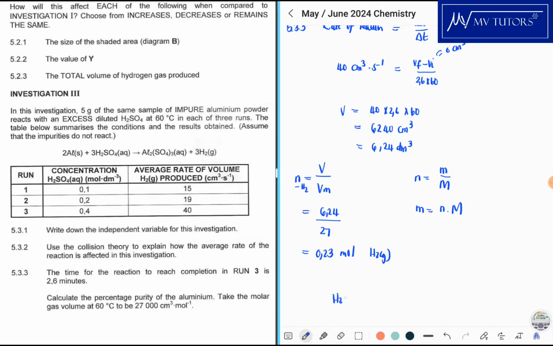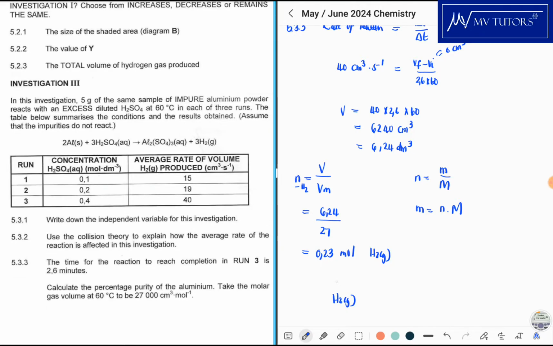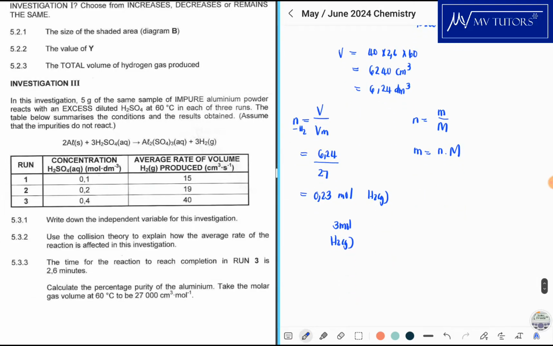So for hydrogen gas, according to the balanced equation, we have 3 mole of hydrogen gas, and for the aluminium that we ultimately need, we have 2 mole. And we have calculated 0,23 mole for hydrogen. So how are we then going to get the number of mole for aluminium?